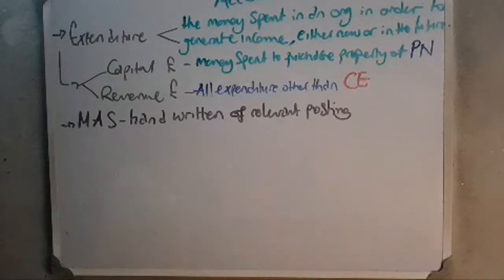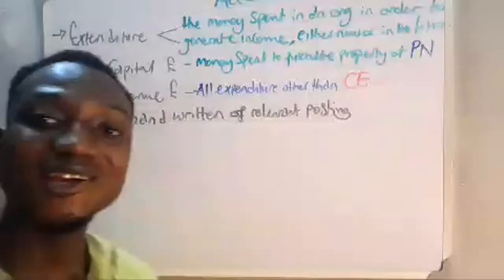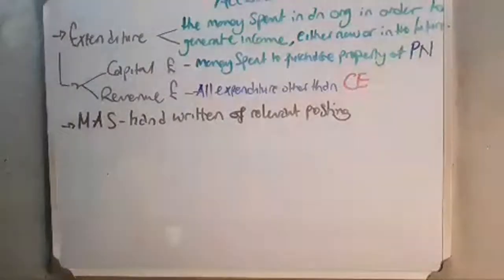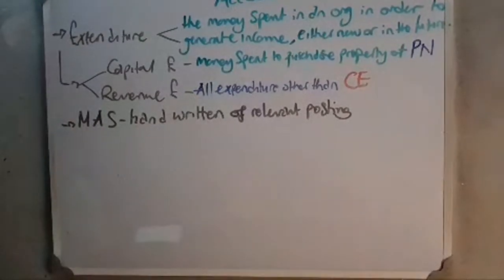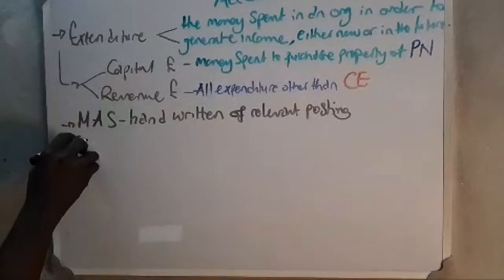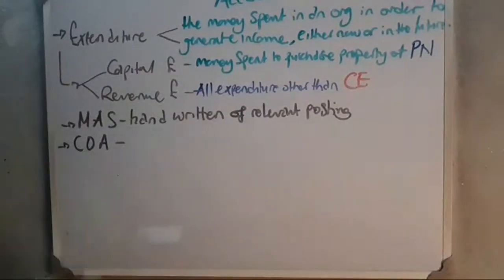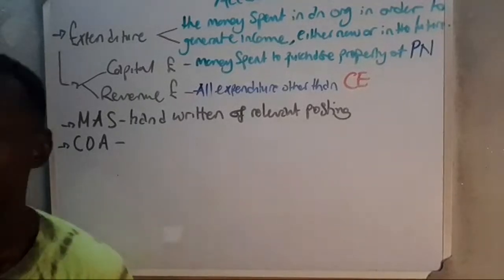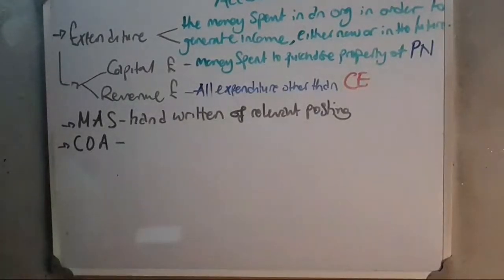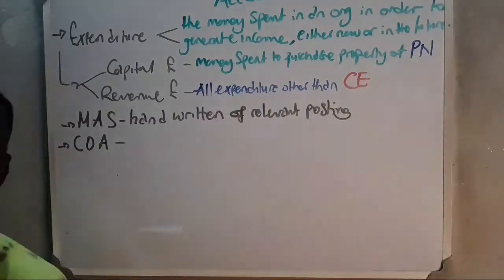There's something called chart of accounts. Okay, chart of accounts. Now, when we say chart of accounts, what are we about? Chart of accounts is a set of numbers and codes that define each account head and also differentiates classes of accounts.